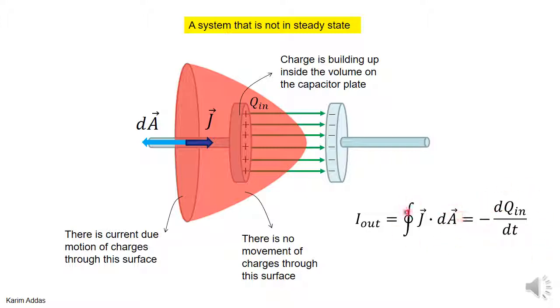That means the current through the surface is negative, and you can see that being the case because the area vector is pointing from inside to outside, and the J vector is pointing from the left to the right, and the angle between them is bigger than 90 degrees, so you get a negative sign when you get the dot product. So this is a situation where the system is not in steady state.